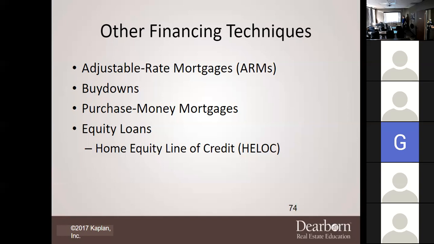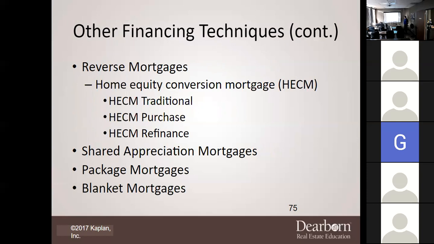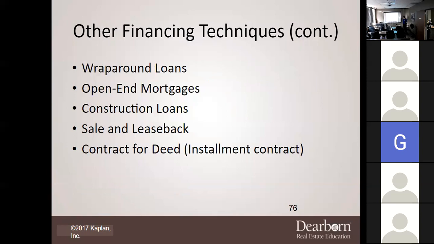There are other markets as well. There's the reverse mortgage. Now, these again are the home equity conversion mortgages. These are basically traditional purchase or refinance. They do have shared appreciation mortgages, package mortgages, and blanket mortgages. Let me go through the rest: wraparound loans, open-ended mortgages, construction loans, sell and lease back, and contract for deed.